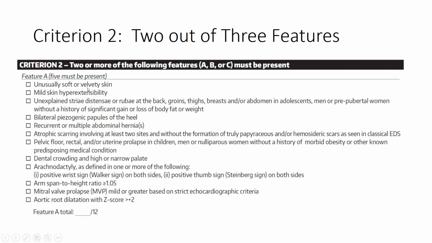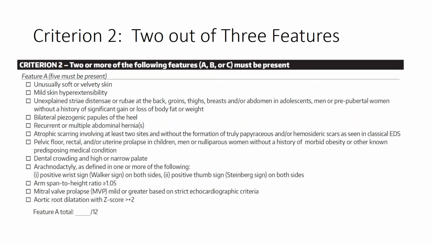So these features are unusually soft or velvety skin, mild skin hyperextensibility, unexplained stretch marks, bilateral piezogenic papules of the heel. These are little bumps on the heel that are caused by pushing the fat out in between the connective tissue underneath the skin when you're standing on your heels. Recurrent or multiple abdominal hernias. Atrophic scarring. This is widened scarring involving at least 2 sites, but without the formation of the really, really terrible looking scars that we see in the classical Ehlers-Danlos syndrome.